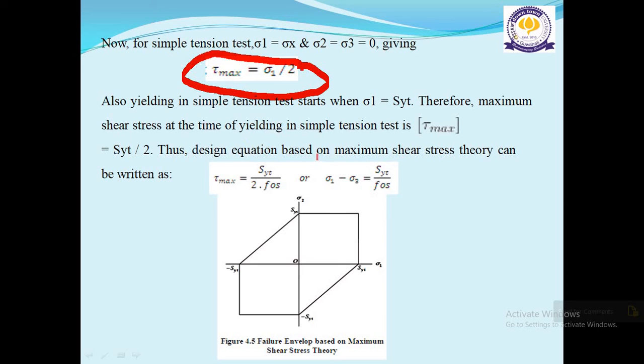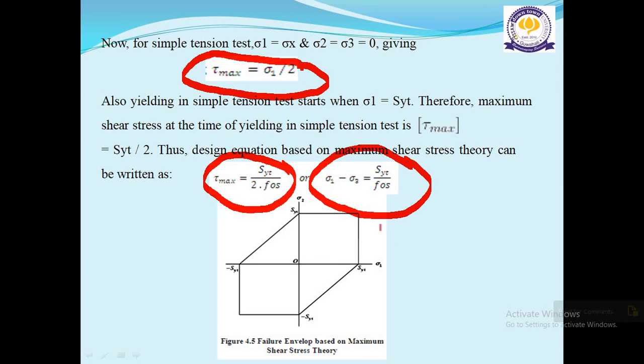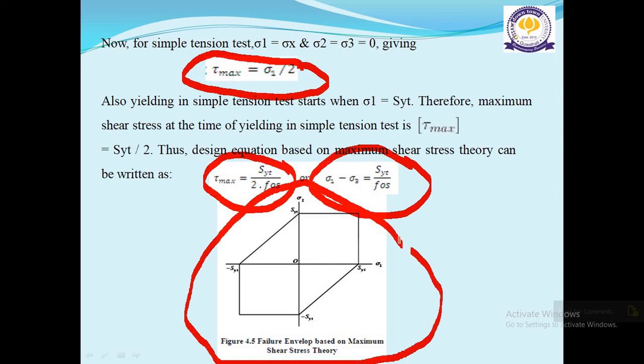Thus, design equation based on maximum shear stress theory can be written as tau max is equal to Syt divided by 2 into f of s, that is, sigma 1 minus sigma 3 is equal to Syt divided by f of s, where f of s is the factor of safety. So here in this figure you can see the failure envelope based on maximum shear stress theory. This is sigma 1, sigma 2, with minus Syt, Syt, and the origin 0.